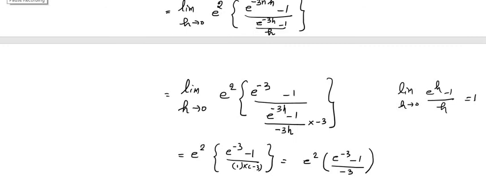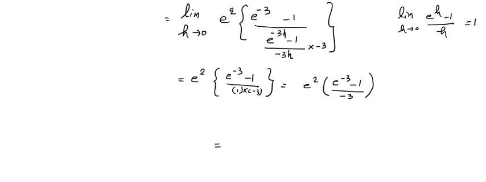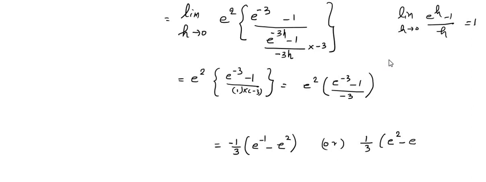See the next step. That is equal to minus 1 by 3, which I took out, and e squared can be taken inside: e squared into e^(-3) gives e^(-1), minus 1 into e squared. Either I can write like this, or the minus can also be taken inside. Therefore 1 by 3, taking inside, I will be getting (e squared minus e^(-1)). Either I can write the answer like this, or e^(-1) can be written as 1 by e, then take the LCM. For different forms, you can write the answer.